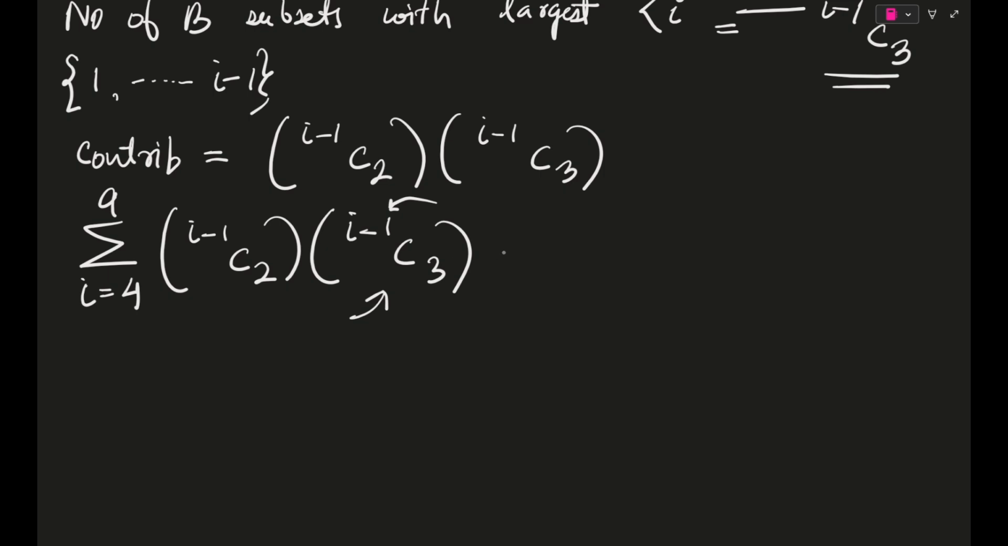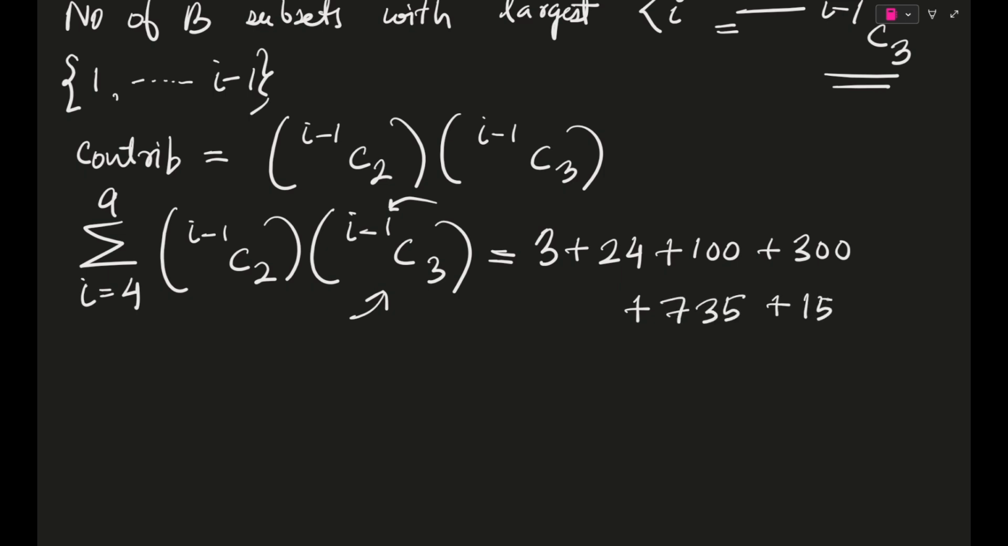So guys, this will be a bit of calculation. Please do it. This will come out to be, I will tell you the values, 3 plus 24 plus 100 plus 300 plus 735 plus 1568. So this, totaling up, comes out to be 2730.